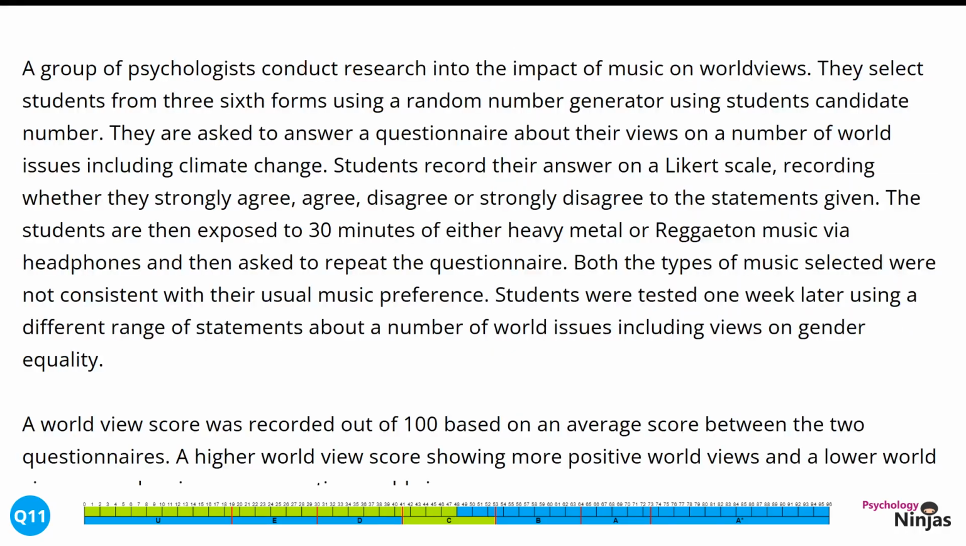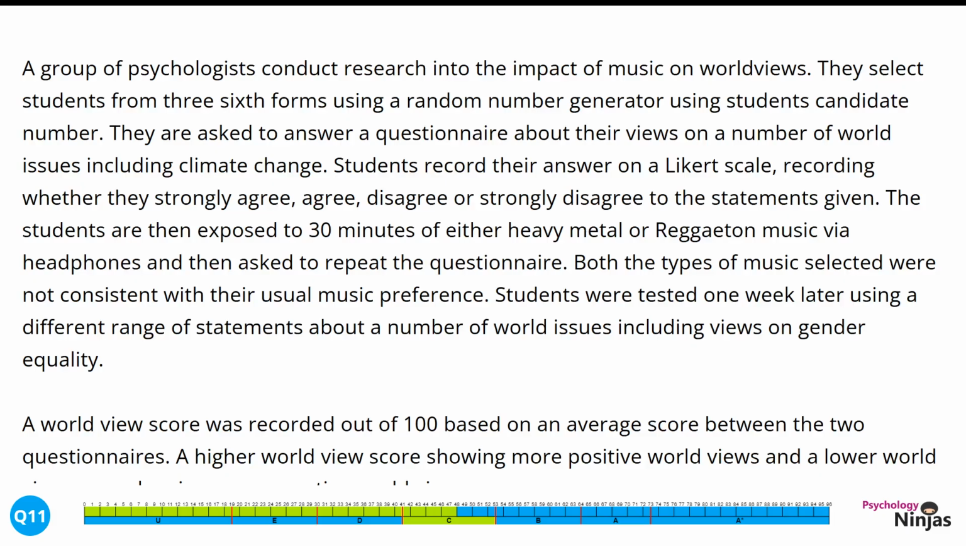A group of psychologists conduct research into the impact of music on worldviews. They select students from 3 sixth forms using a random number generator using students' candidate numbers. They are asked to answer a questionnaire about their views on a number of world issues, including climate change. Students record their answer on a Likert scale, recording whether they strongly agree, disagree, or strongly disagree to the statements given. The students are then exposed to 30 minutes of either heavy metal or reggaeton music via headphones and then asked to repeat the questionnaire.